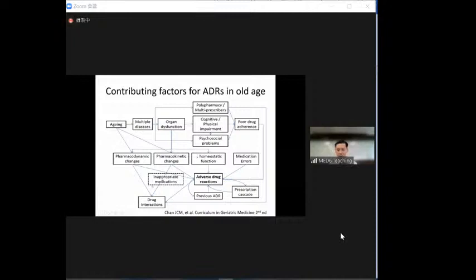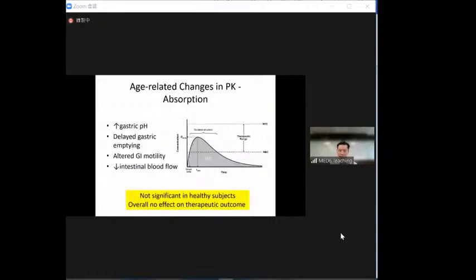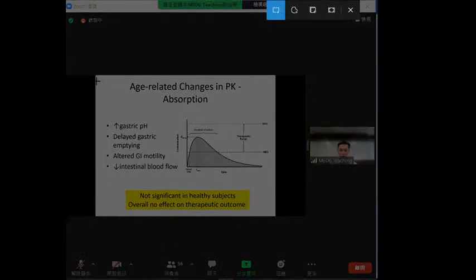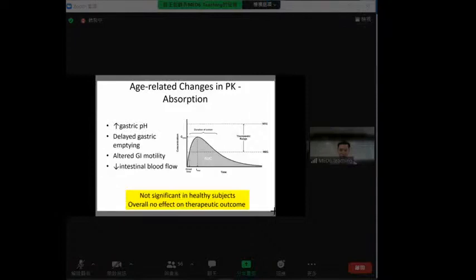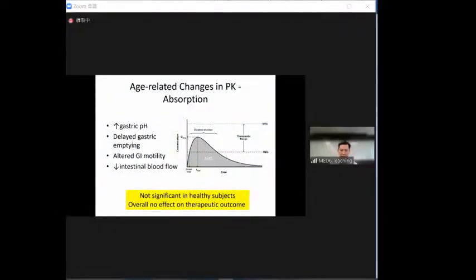So what is the definition of inappropriate medications? You can see overall this is quite complex. So we go through the age-related changes. First, this is the age-related change in the pharmacokinetics. We'll go through the system like the ADME, the absorption first.